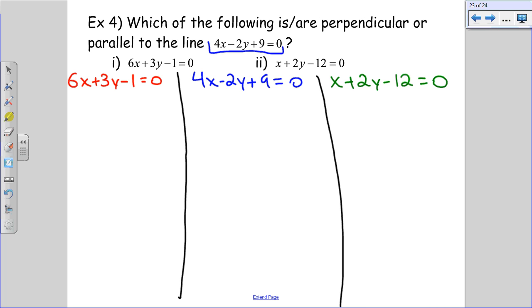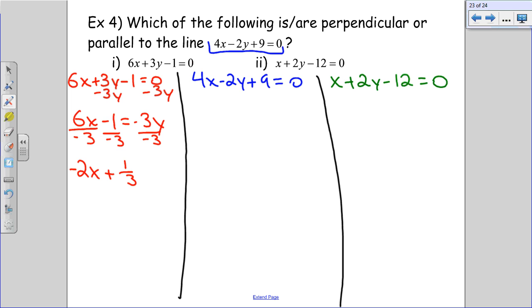We'll start with the red one. That means I need to get the y by itself. So let's subtract 3y from both sides. That puts the negative 3y on the other side. I then have to somehow get rid of that negative 3, so I divide everything by negative 3. That gives me negative 2x plus 1 over 3 equals 1. Does anybody have any questions on converting to that one? I know you're ready to take it down.